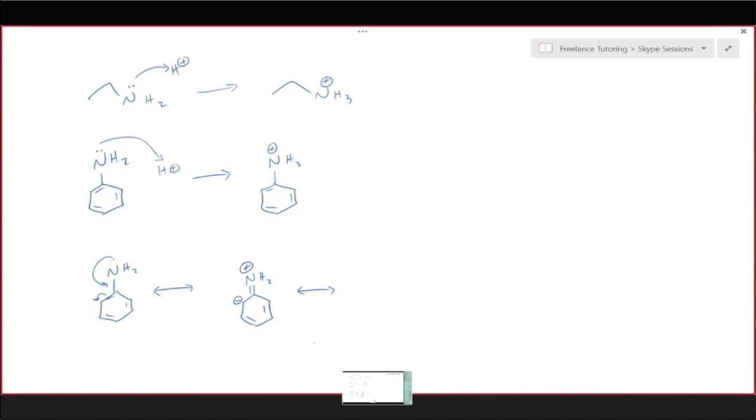But I think the second way is simpler. We can simply say that because there's a hidden formal positive charge on the nitrogen, that makes it less basic. There's a resonance structure where the nitrogen has a positive formal charge, and that makes it less basic. Therefore, the first molecule is more basic.